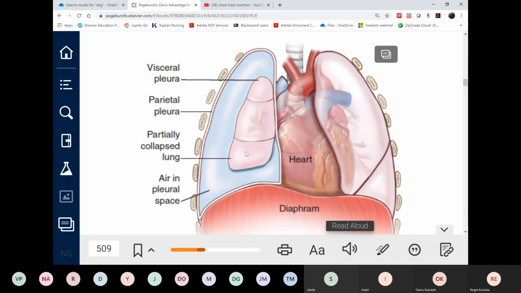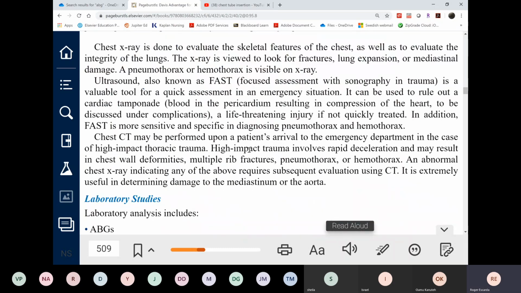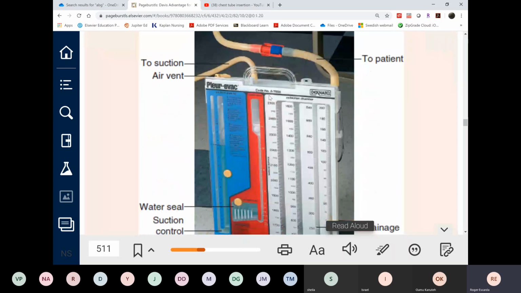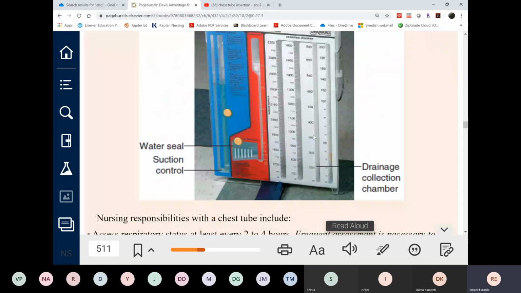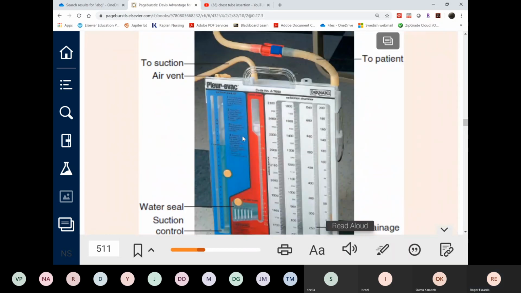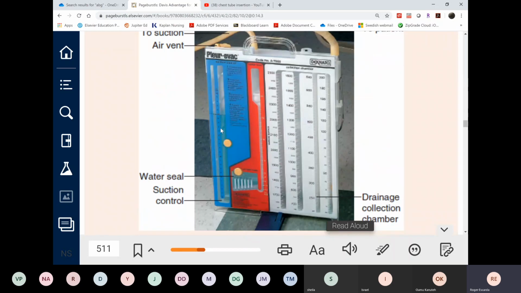So we need to put in a chest tube to drain this and then attach that chest tube to our chest tube drainage system. That condition is now connected to this device, which will drain fluid and allow air to escape with the help of our suction. This setup is called a wet suction setup. It's called wet because of the third chamber here. The third chamber is wet.